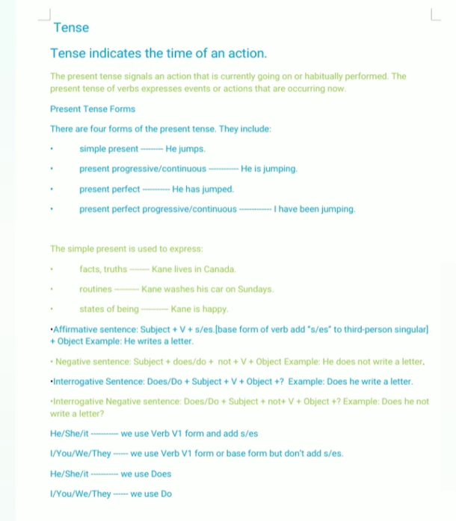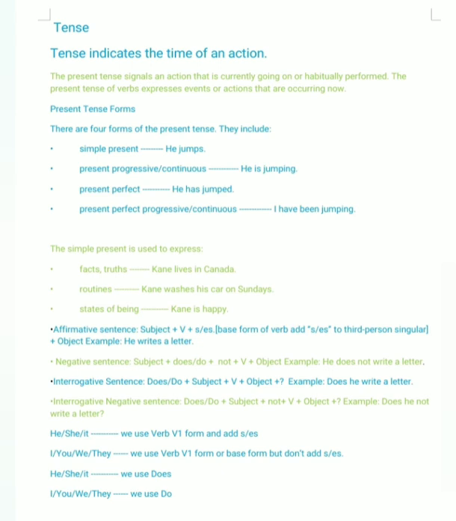And what I have written here, when the subject is third person singular number, at that time we have to use s or es with the verb, like he writes a letter. So here the subject he is third person singular number, that is why with the verb write I have used s. So he writes a letter.